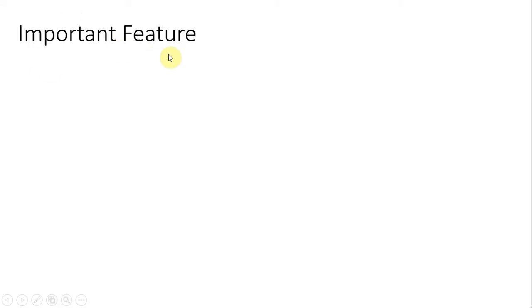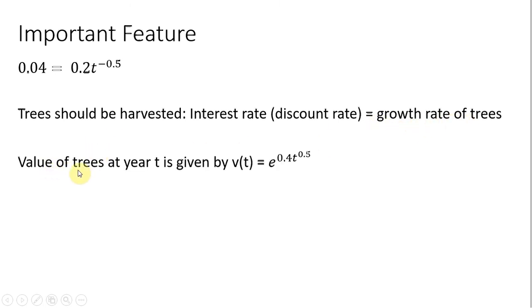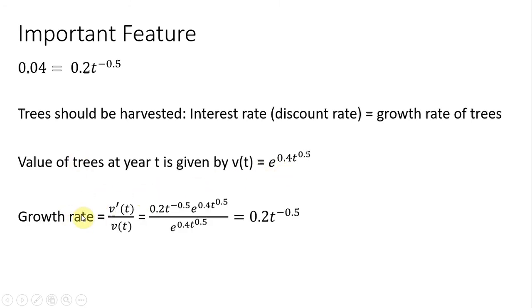One important feature of this optimality condition, we saw this earlier in the last slide, and basically this means trees should be harvested when the interest rate or discount rate equals the growth rate of trees. The value of trees at a given time is given by this, and we saw that at the start of this problem. The growth rate of this value is going to be the derivative of v divided by just v of t. And doing that and evaluating it, it just simplifies down to this, which we see up here. So again, in other words, in order to maximize profit here, the interest rate or the discount rate should equal the growth rate of trees.